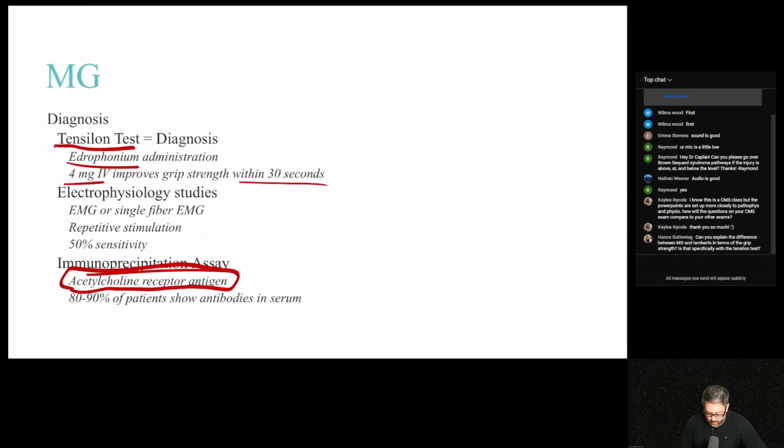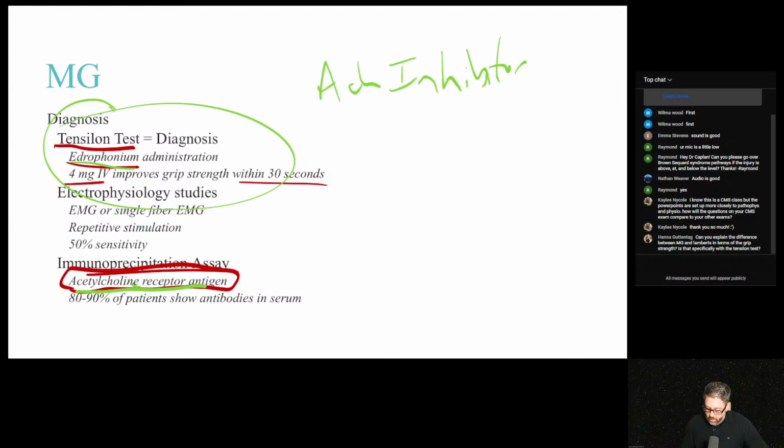The key thing, okay, so here we are with our tensilon test. We give them edrophonium. There's acetylcholinesterase, I put ACE. Let me just rewrite that. So the ACE is the enzyme that breaks down acetylcholine in the synaptic cleft.